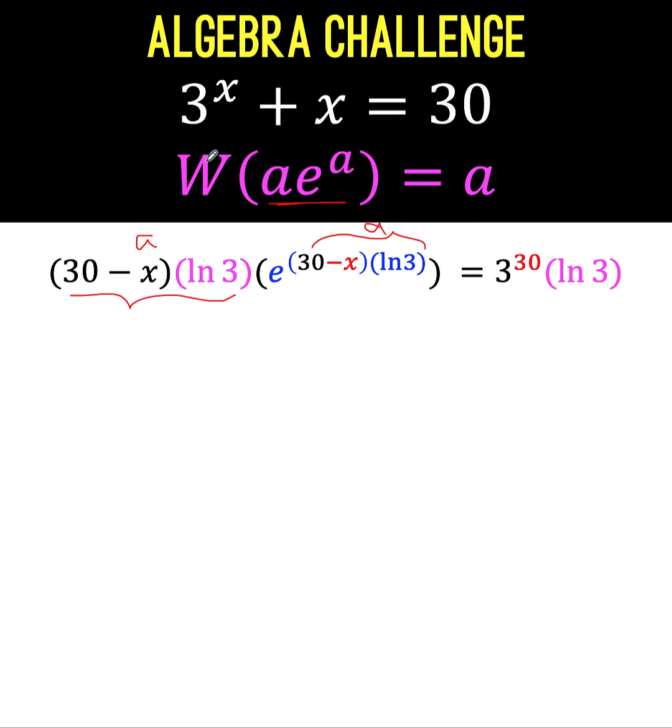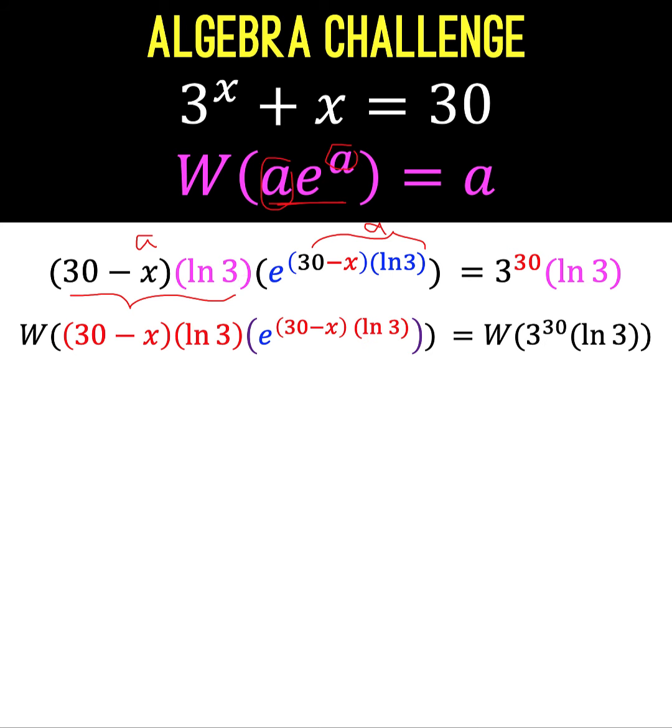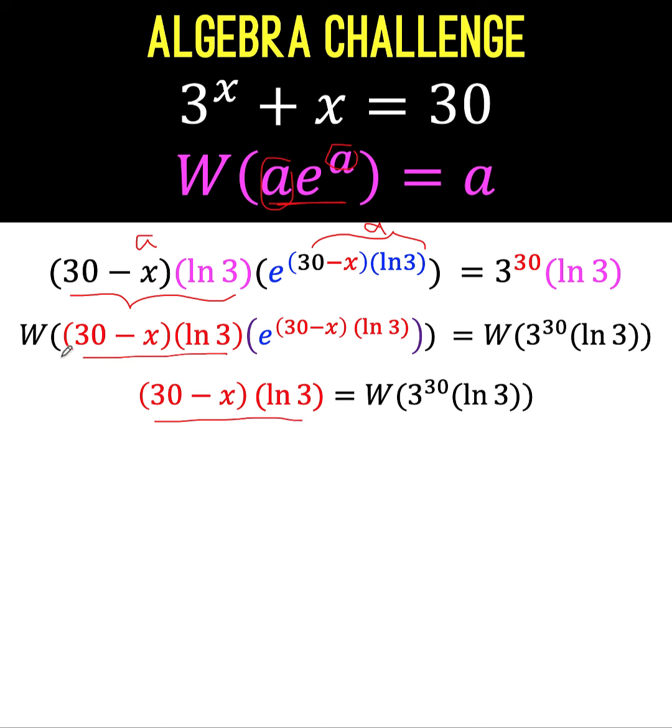And based on the Lambert W function, the Lambert W of the quantity a times e raised to a is simply a. Whatever is a, that is the value of this Lambert W function. So, if we take Lambert W of both sides, this left side would just be our a. And our a is 30 minus x times ln 3. So this is now our a after applying the Lambert W function at the left side here.